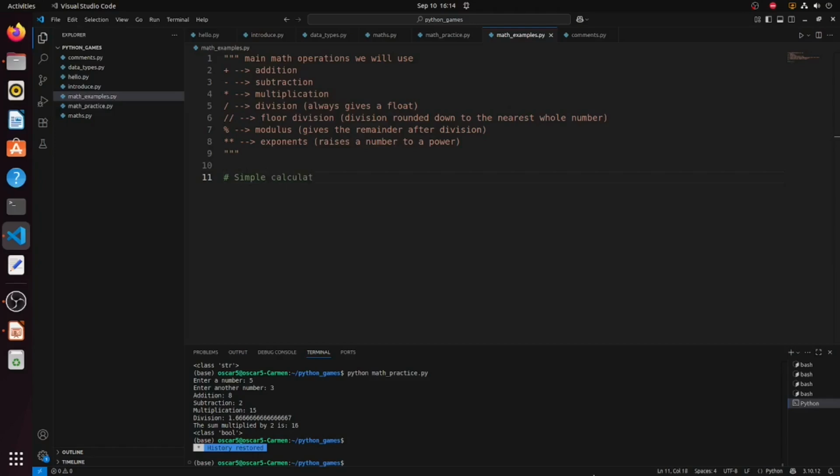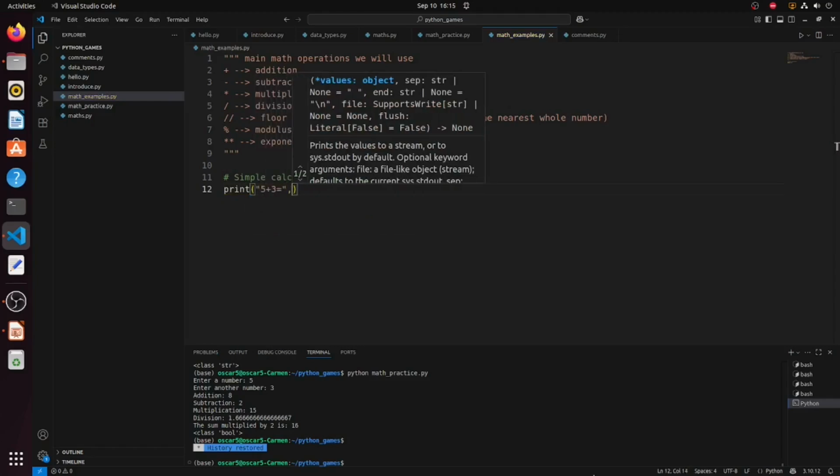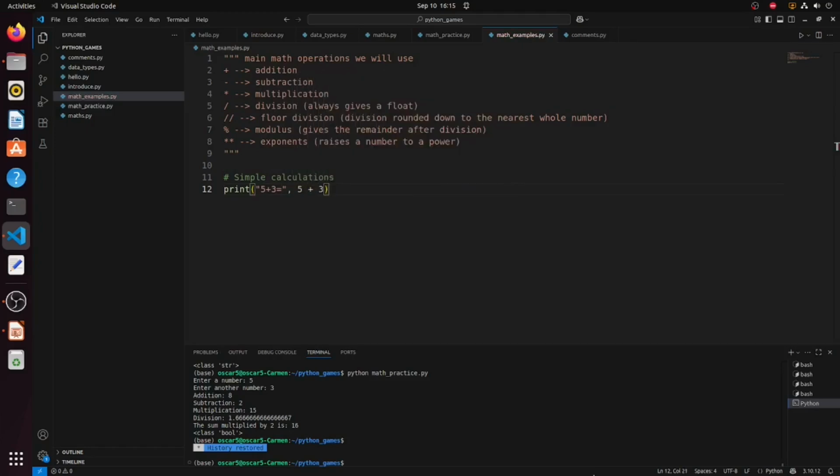Start with something simple. When we type print(5 + 3), we are asking Python to add 5 and 3 together. The word print just means show me the answer. In this case, the answer would be 8. Next, let's try print(10 - 4). This one uses the minus sign, so we're doing subtraction. 10 minus 4 gives us 6.